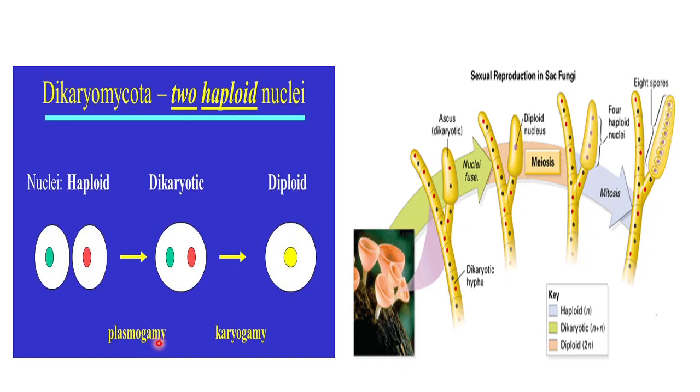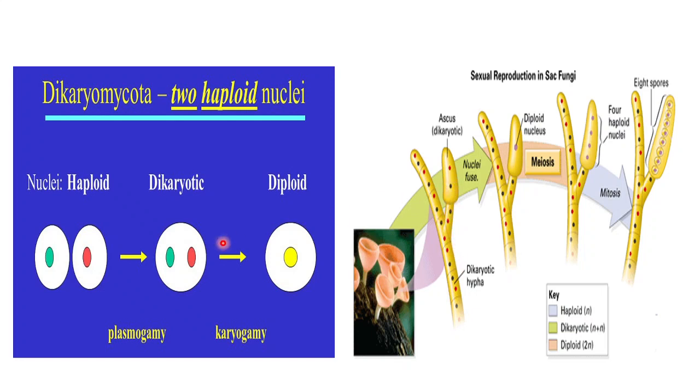Plasmogamy. The word gamy originates from gamos. Gamos means union. Plasmo is from plasma. So the union of the cytoplasm is known as plasmogamy and the union of the nucleus is known as karyogamy. The word karyo is always associated with the nucleus. So now during fusion, if it needs to reproduce sexually, you can make out here this is a hypha. This is a hypha. So in this hypha, what will happen?